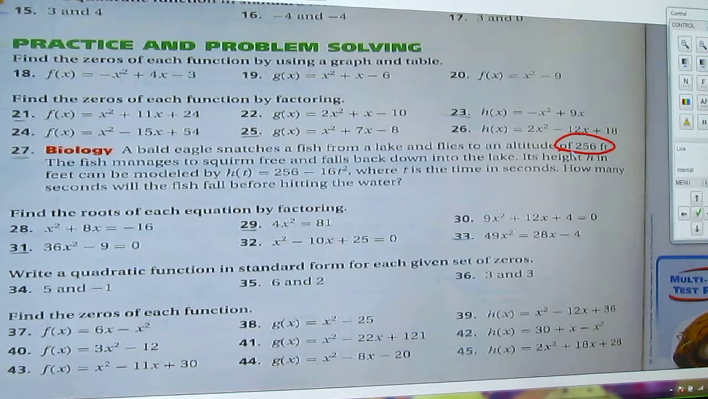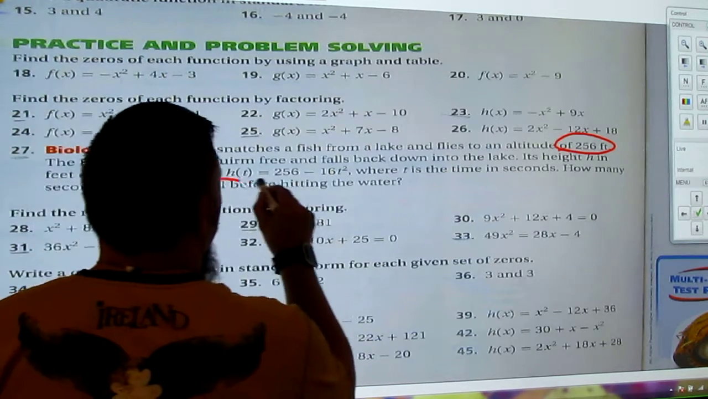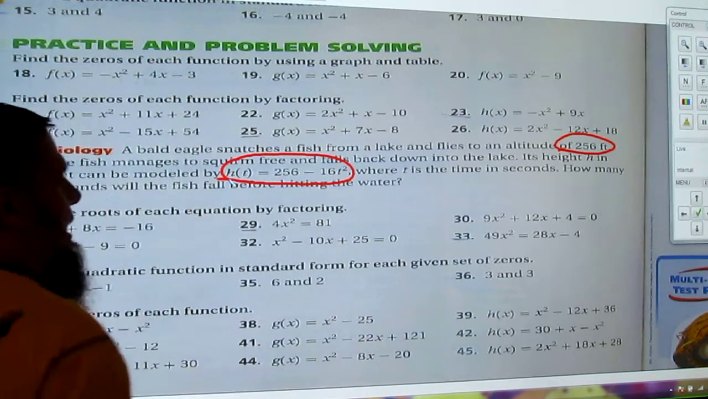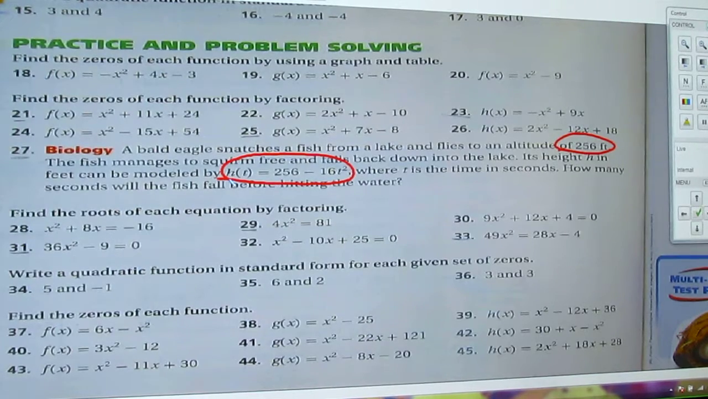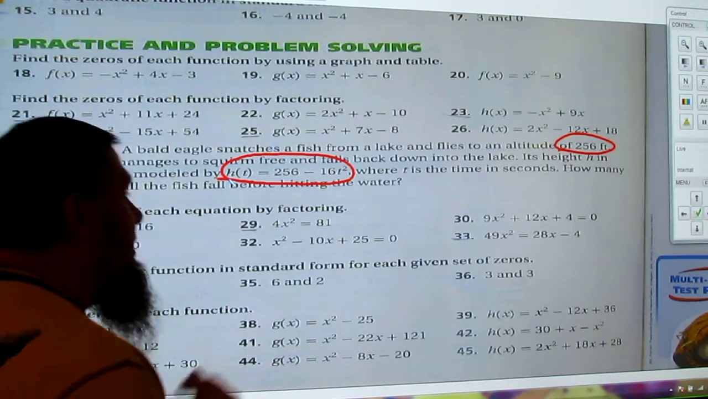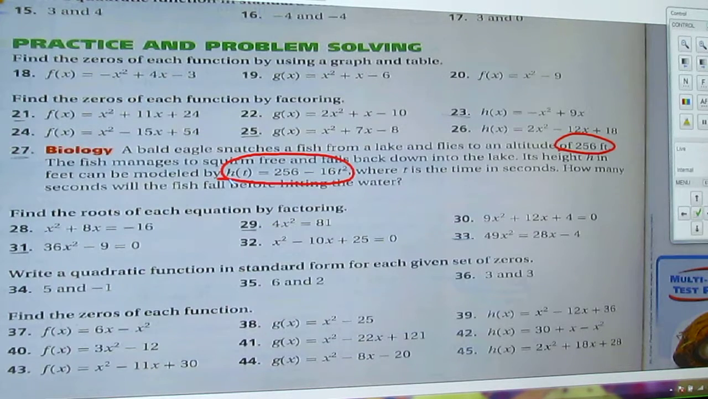Its height in h can be modeled by h of t, or the function of h with respect to t, or time, is equal to 256 minus 16t squared, where t is time in seconds. How many seconds will the fish fall before hitting the water? So how do we set this up?